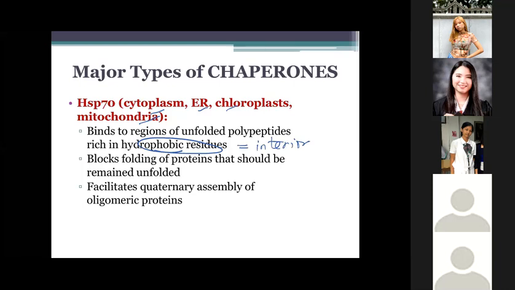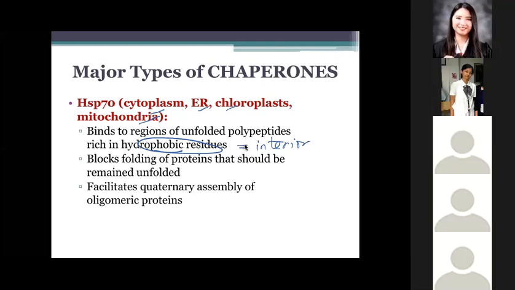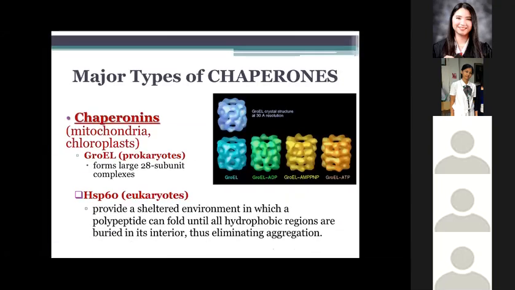Magandang outcome ba siya pag ang hydrophobic ay nasa loob ng protein? Yes. So yan ang function ng HSP70. Usually ang inaatake nila yung mga polypeptides na maraming hydrophobic residues. Kasi pag maraming hydrophobic, mataas ang chance na sumulpot sa labas. Masama yun. Kailangan itago as much as possible. So it blocks folding of proteins that should remain unfolded and facilitates quaternary assembly of oligomeric proteins.